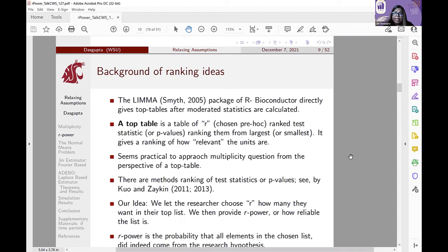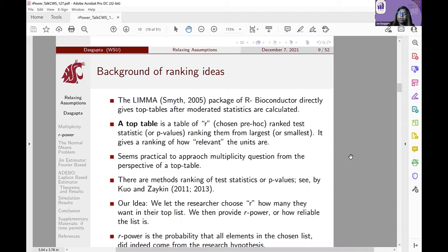So what we were saying is that go ahead, do your analysis, find your top table. You decide how many you can follow up on. Can you follow up on 10? Can you follow up on 20? Can you follow up on 50? You decide. Okay, and then what R power is, it tells you the probability that the list you picked, that top R list that you picked, did indeed come from the alternative. So the top R list is reliable. So the idea of R power is really reliability of your list.